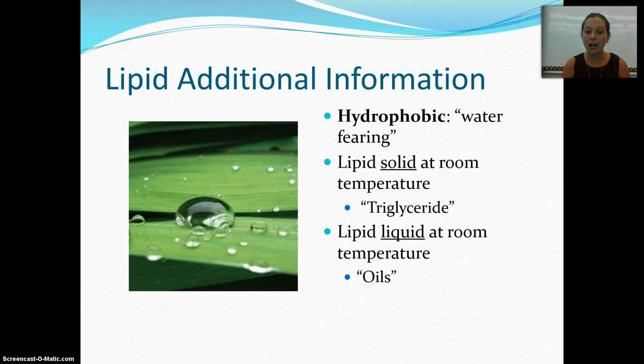When a lipid is a solid at room temperature, you call it a triglyceride. When a lipid is a liquid at room temperature, you call it an oil. Okay, so think about all your oils that you know of. They are all liquid at room temperature. Okay, if it's solid at room temperature, you call it a triglyceride. And that waxy cuticle here is why those little water droplets form, because the waxy cuticle is hydrophobic.